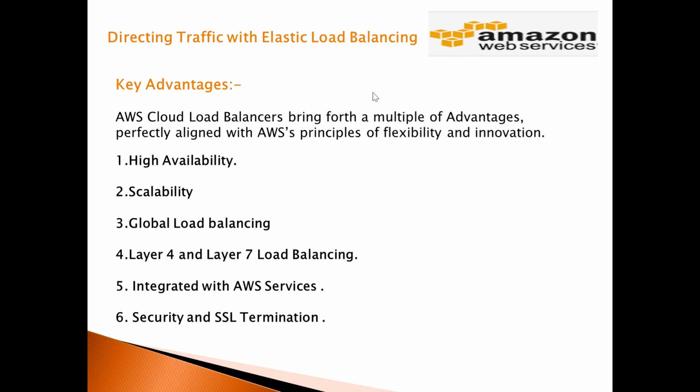Next one is layer 4 and layer 7 load balancing. Basically, AWS cloud load balancers provide both layer 4 and layer 7 load balancing. In layer 4 there are TCP and UDP packets, and in layer 7 there is support for HTTP and HTTPS protocols, enabling precise traffic management and routing decisions based on various factors. It supports layer 4 and layer 7 load balancing, and we will see more on layer 4 and layer 7 load balancing further on.